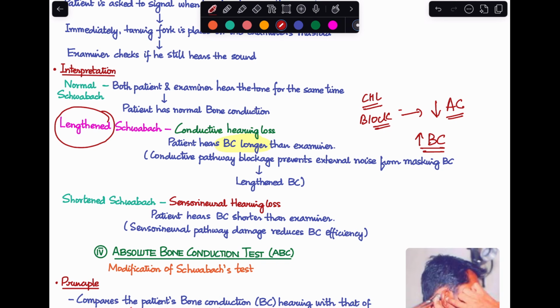This will indicate a sensory neural damage to the pathway, because only when there is a sensory neural damage to the pathway does the cochlea get affected, and when the cochlea gets affected, it will directly reduce the bone conduction, because bone conduction is a test for cochlear function. So, a normal Schwabach means the patient is normal. A lengthened or prolonged Schwabach test would mean a conductive hearing loss, and a shortened Schwabach will mean a sensory neural hearing loss.